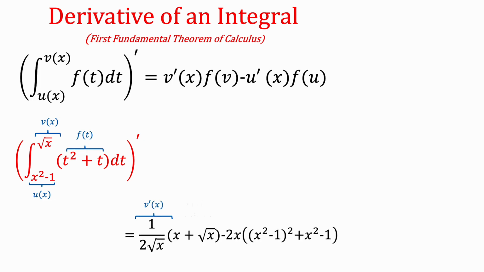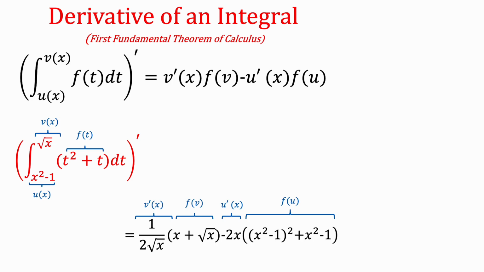Substitute the original upper limit. Square root of x is raised to the power of 2. So we get x plus square root of x. Then we subtract the lower limit part. The derivative of x squared minus 1 is 2x times the function with x squared minus 1 substituted in place of t. Excellent. We made the substitution and the result was obtained very easily.